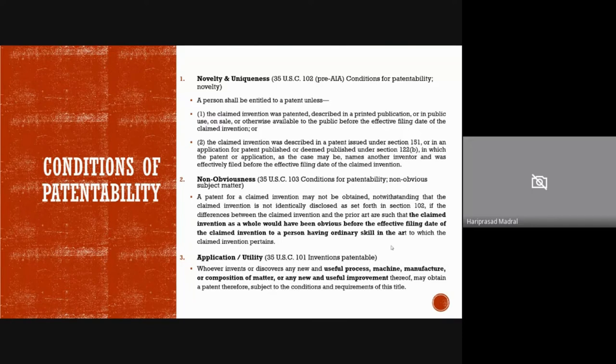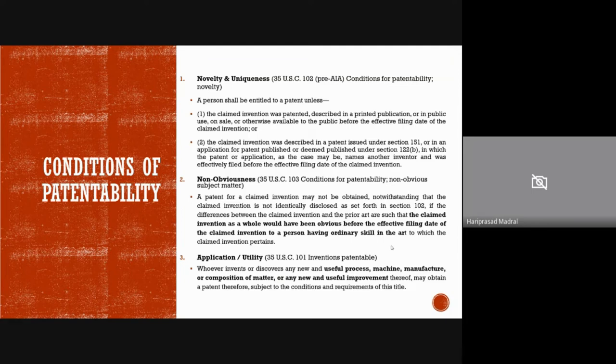According to 102 pre-AIA, the claimed invention was patented, described in a printed publication, or in public use. The person shall be entitled to a patent unless it is already claimed, already patented, or already described. So, as I said, unless it is already described, it is given a patent right. Then they have spoken about the effective filing date: the first application given to a US patent office, and that particular date is considered the date of filing.